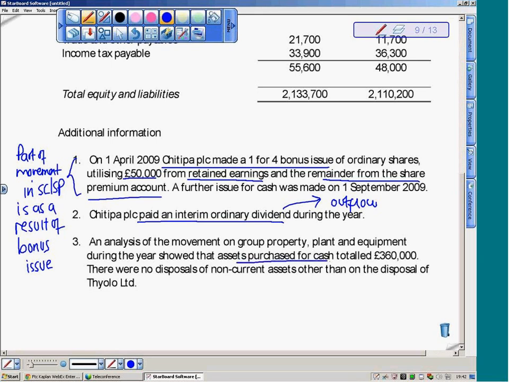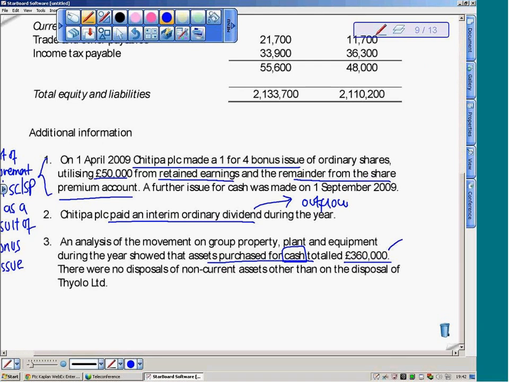has shown that assets purchased for cash totaled 360. Amazing. It already tells us the outflow as our investing activities relating to PPE. It tells us there were no disposals of assets other than the disposal of our subsidiary. So brilliant. We're not going to have any proceeds on disposals of PPE. There isn't any of that to worry about in this question. They tell us there were no disposals.